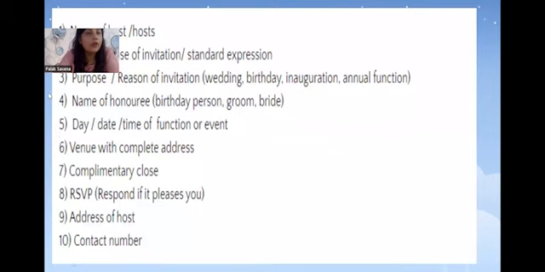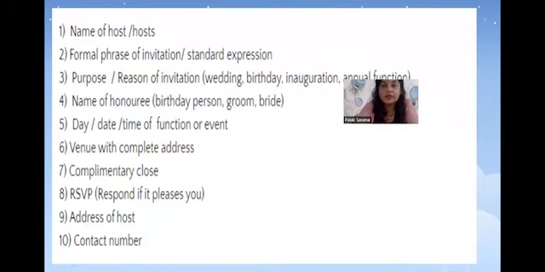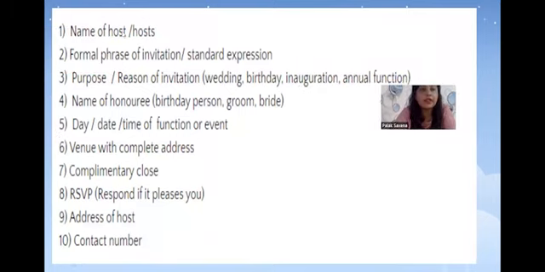Now, this is how the format of an invitation is written. The very first thing that you should write is the name of the host. Second is the formal phrase of expression for the invitation. Third has to be the purpose, the reason of invitation. Fourth is the name of the honoree. For example, if you're inviting someone for a birthday party, the birthday boy's name has to be mentioned. If you are inviting for the groom, then the groom's name has to be mentioned.